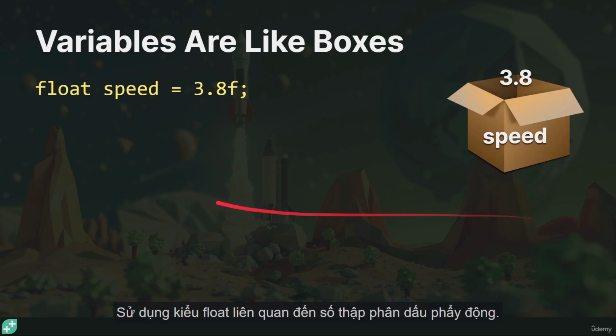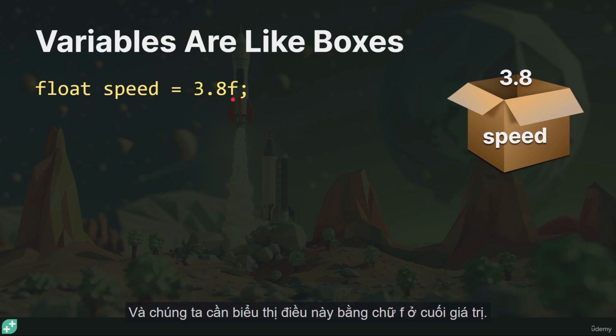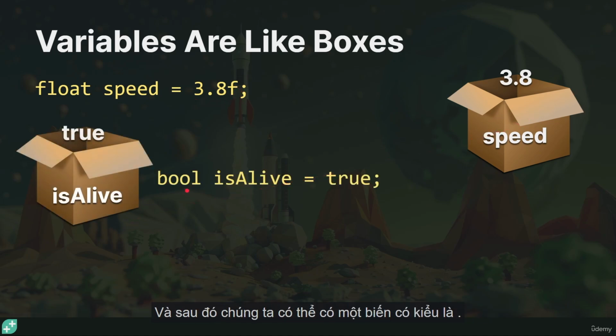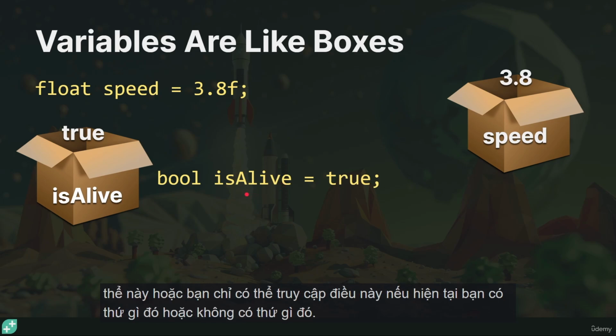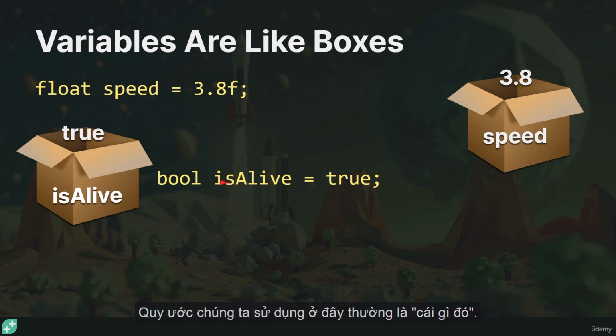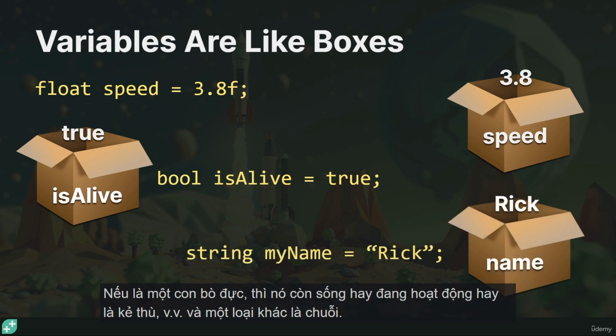Here's some other examples using the type of float, which refers to a floating point decimal, or it's got a certain number of decimal places after the dot, and we need to signify this with an f at the end of our value. And then we can have a variable which is of type bool, and bools are either true or false. They're very, very useful because it allows us to say if something is not true, then do this particular thing. Or you can only access this if you currently do have something or don't have something. The convention we use here is usually "is" something if it's a bool, so isAlive or isActive or isEnemy, etc. And then another type is a string.